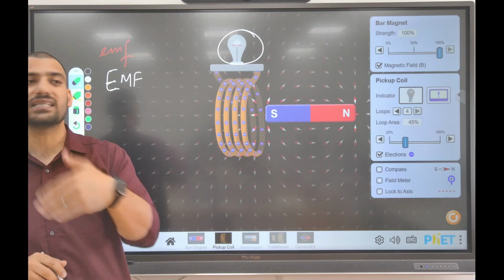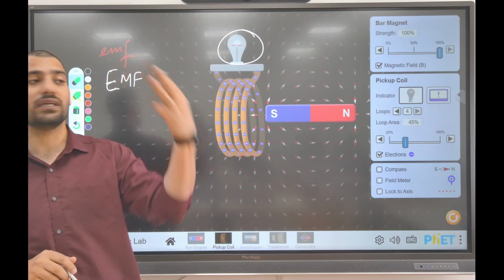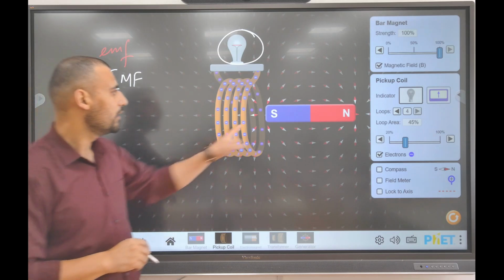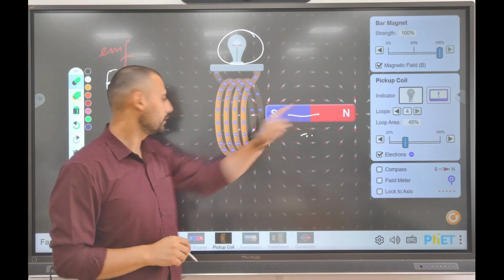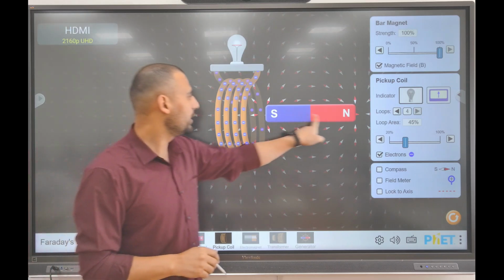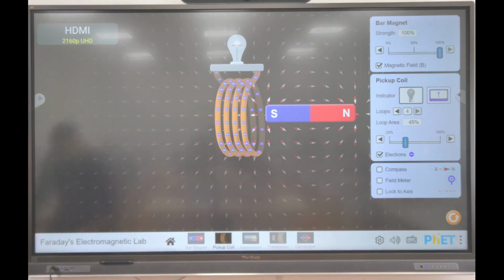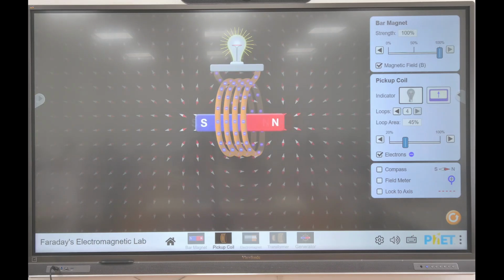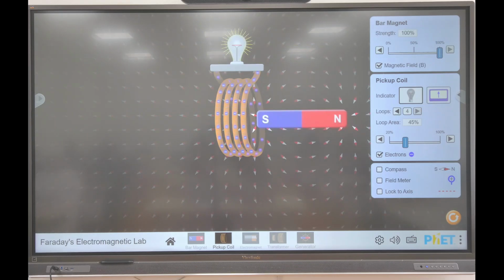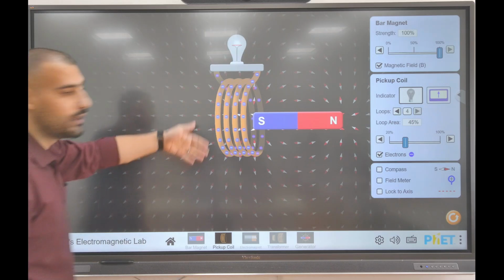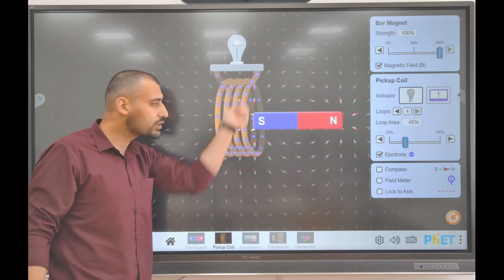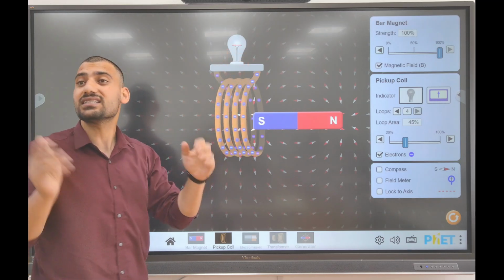So, how does this flux change? There were three ways in which it was changing. First, when he was moving the bar magnet. When the bar magnet is being moved, he is seeing that more number of field lines are getting linked, less number of field lines are getting linked. So flux is continuously changing through this coil. When the flux is changing, the coil doesn't like the change.